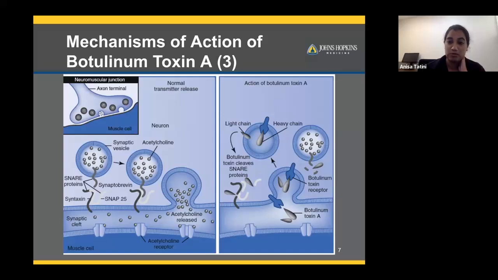It'll release acetylcholine. When you have Botox involved, the Botox will cleave the SNARE protein, so therefore your synaptic vesicle is not going to attach to the membrane and therefore cannot release the acetylcholine, and therefore the muscle will not contract.